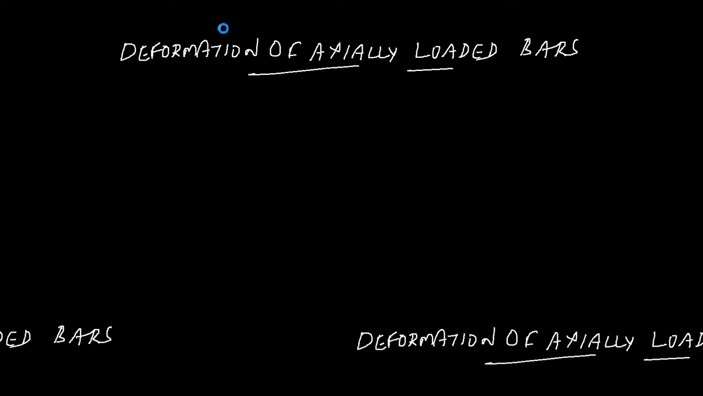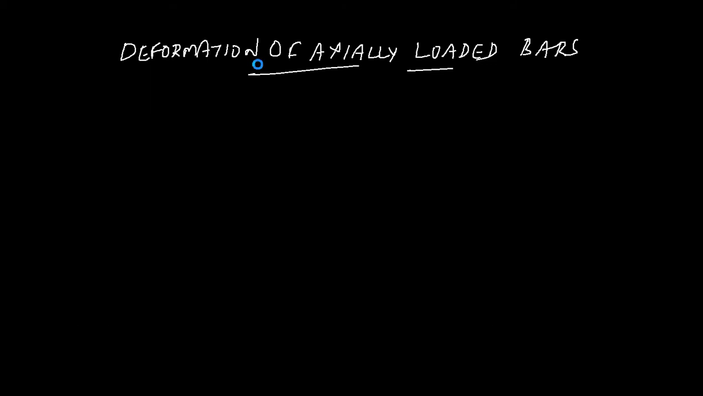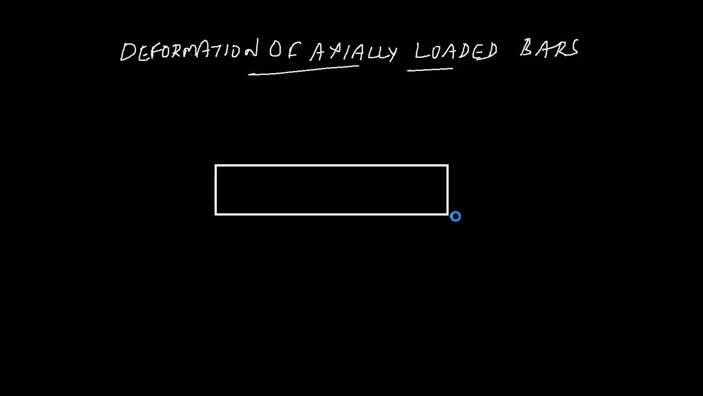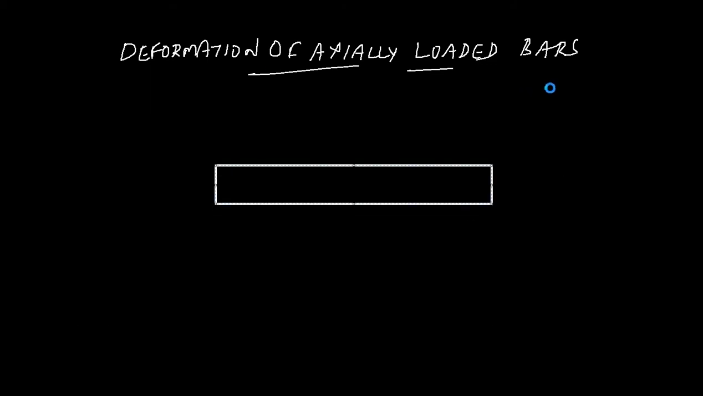So when you consider the deformation of an axially loaded bar, we are talking about a bar which is loaded axially. Like this, you have a load here. You can have the bar either fixed here or a load acting at the other end. Let's say a force of F Newton acting at either side.